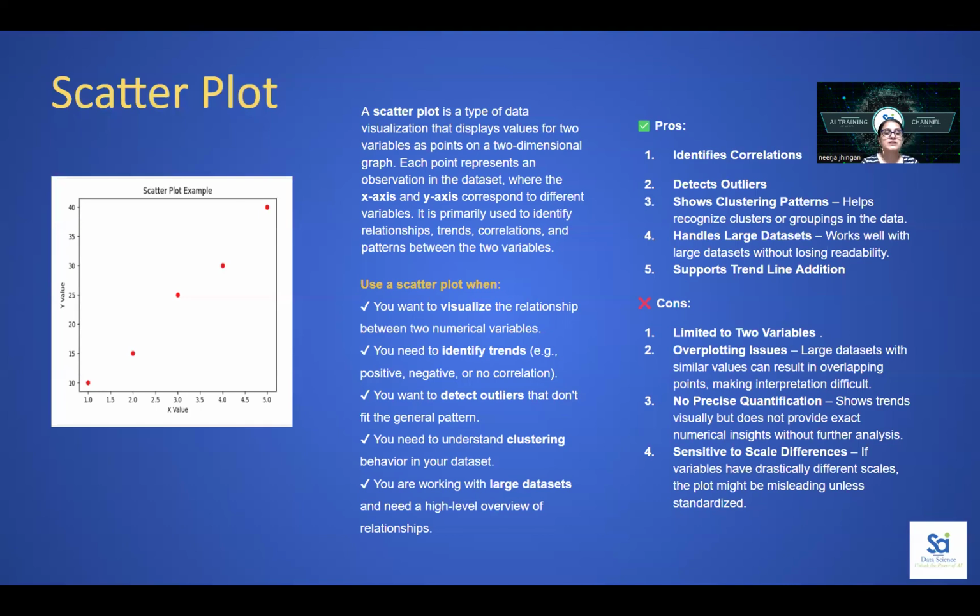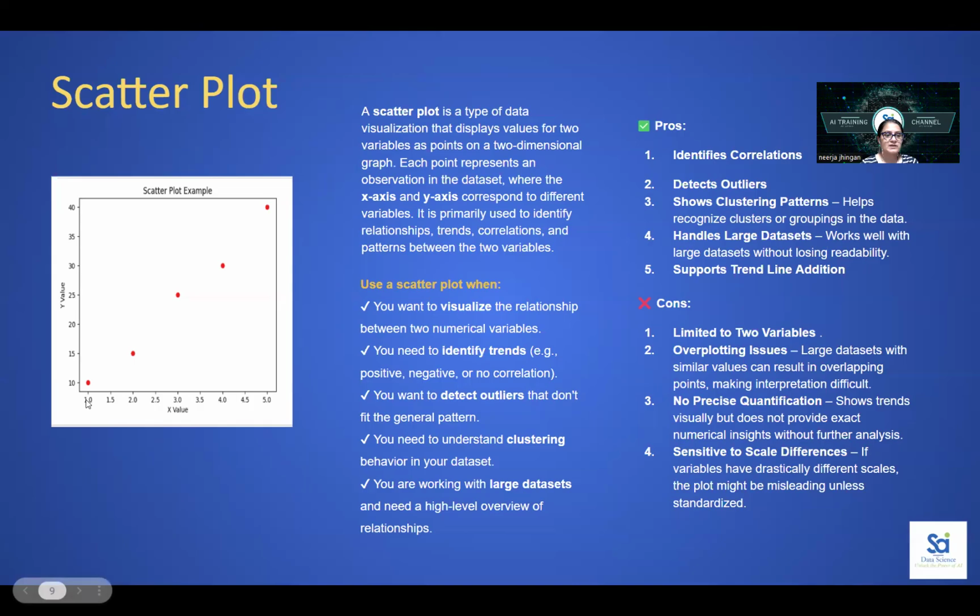Okay, because it is going to show you the relationship. If the value of the x variable is increasing, is the value of y also increasing? It will show you three types of relation. Number one, positive relationship. Number two, negative relationship. Number three, no relation. Look at this graph now.